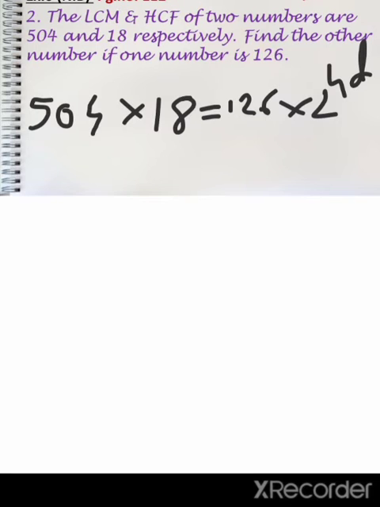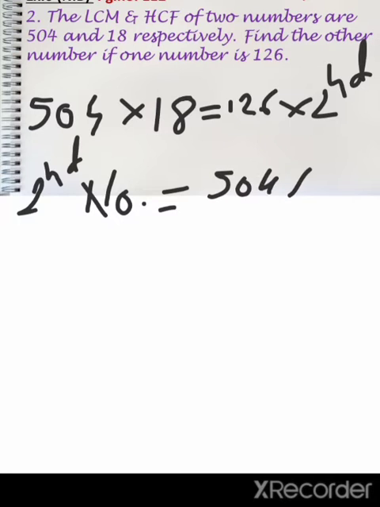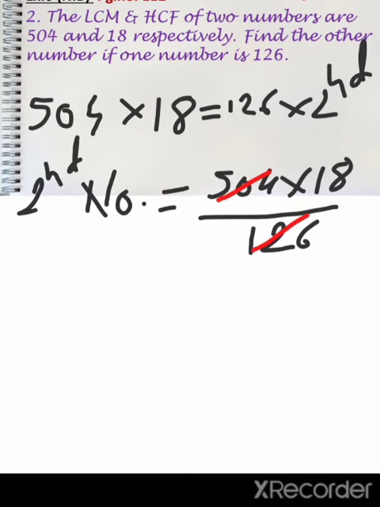Okay, so what I'll do, again see, if you have to find the second number, divide this by 126. Suppose the second number is given and they are asking for the first number, do the same. For finding the first number, divide this LCM and HCF product by the second number. So the second number, I'm just writing the short form, is equal to 504 into 18 divided by 126. So I'll first divide this 504 by 126.